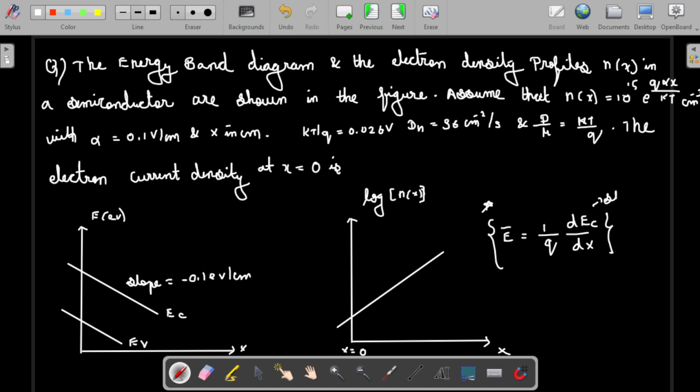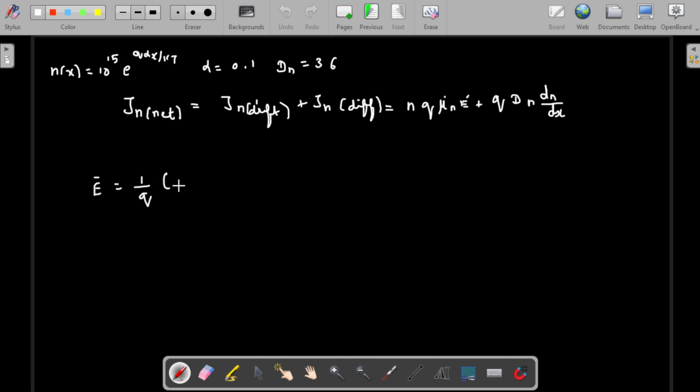They have already given the slope value, which is minus 0.1. So we can directly substitute that. As we know, this is in eV, so I'm giving 0.1 eV. This e and this q can be cancelled. Then the answer will be minus 0.1 V divided by m, which is the unit of electric field. So we have found the E.